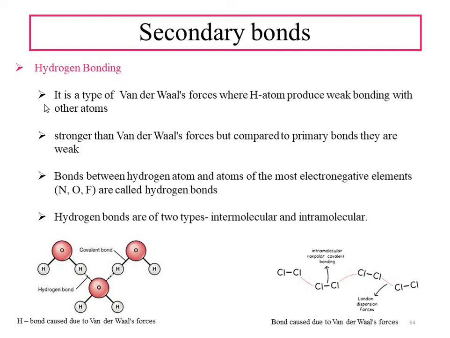Once again, I explain: this is a special type of van der Waals force where hydrogen is involved, exhibited between the hydrogen atom of a molecule and other electronegative elements like nitrogen, oxygen, or fluorine of another molecule. Such bonds are known as hydrogen bonds. Hydrogen bonds are of two types, intermolecular and intramolecular. Intramolecular means within the molecule some bond can form. Intermolecular means one molecule to another molecule.